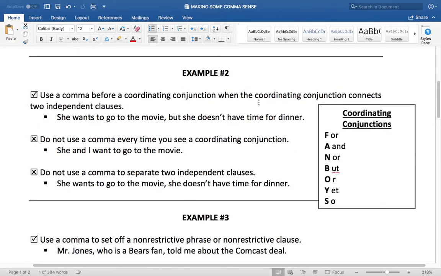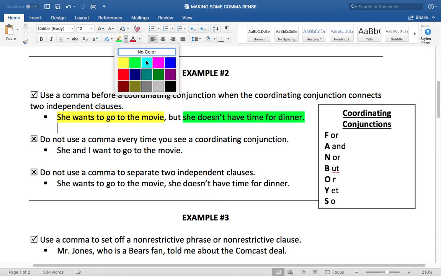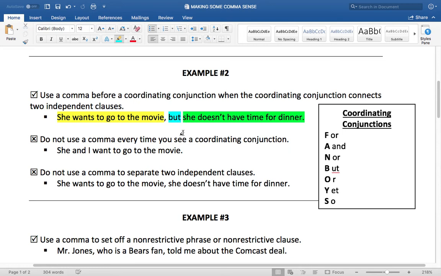All right, let's move on to example 2. Example 2 is where I see a lot of people are not really sure what to do. The right way to do this is you want to use a comma before a coordinating conjunction when the coordinating conjunction connects two independent clauses. So in this example over here, we have two independent clauses. She wants to go to the movie is independent clause number 1. But she doesn't have time for dinner is independent clause number 2. And right here connecting those, you have a coordinating conjunction, but. So you place the comma. See how many ways that we can highlight these. Place the comma right here in the red. She wants to go to the movie, comma, but she doesn't have time for dinner.